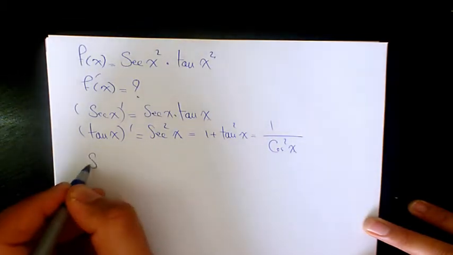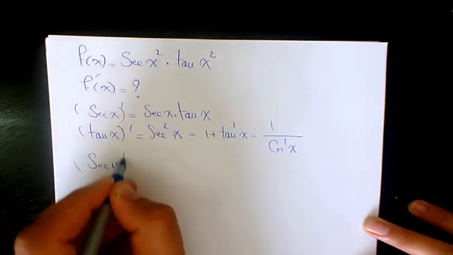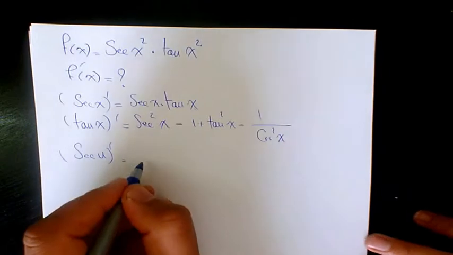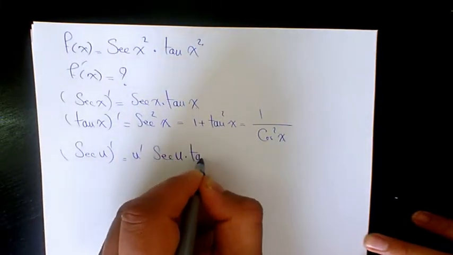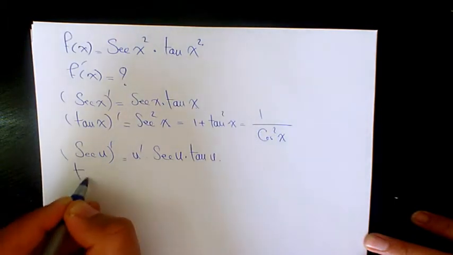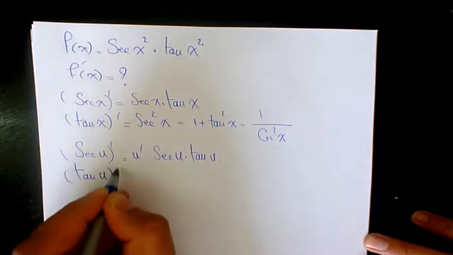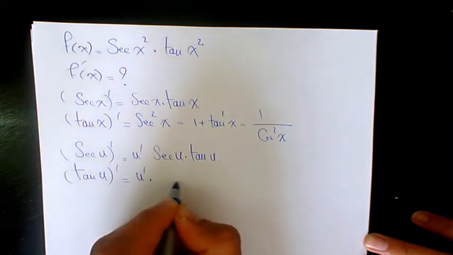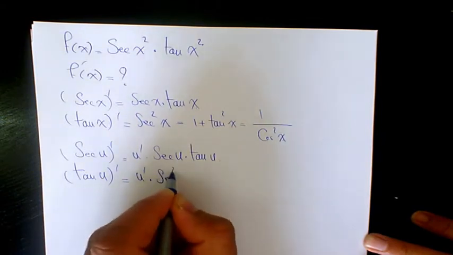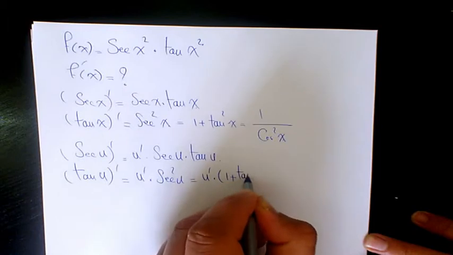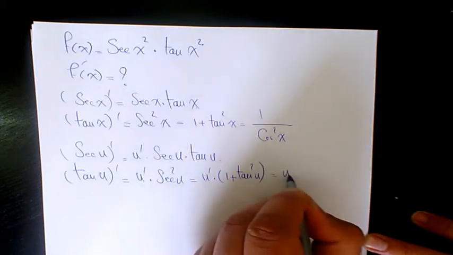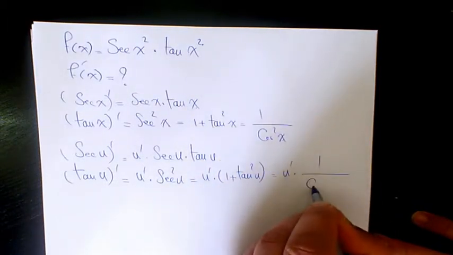And we can say the derivative of secant u is u prime times secant u times tan u. And the derivative of tan u, when u is a function of x, is u prime times secant squared u, or u prime times 1 plus tan squared u, or u prime times 1 over cosine to the power of 2u.